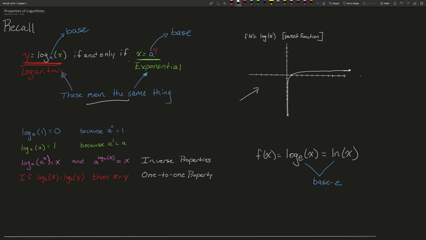And finally, the one-to-one property: if log base a of x is equal to log base a of y, then x will equal y. And then the last thing that we went over were the natural logarithms. A natural logarithm is just log base e of x. So both of these equations, again, are the same thing, just with a base of e. And all of those different properties still apply.